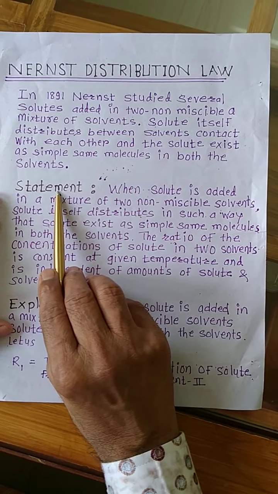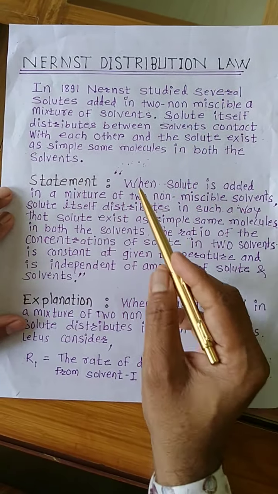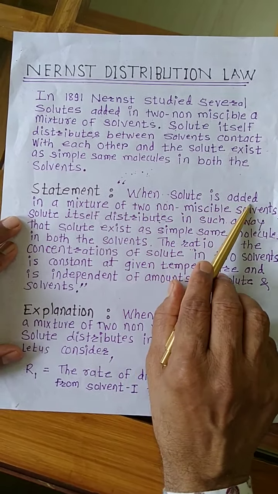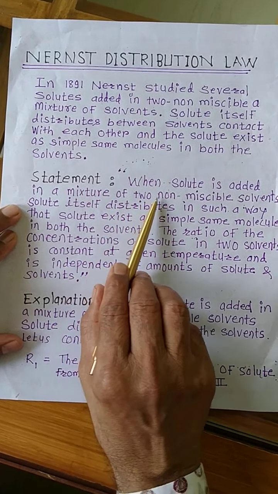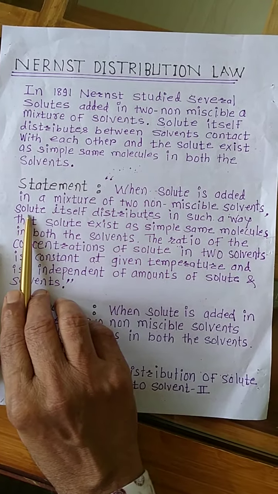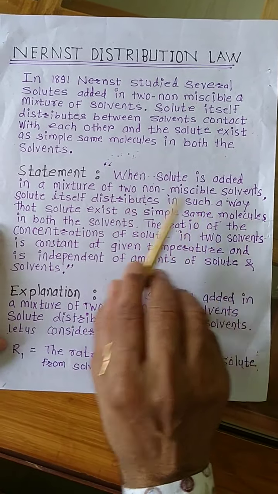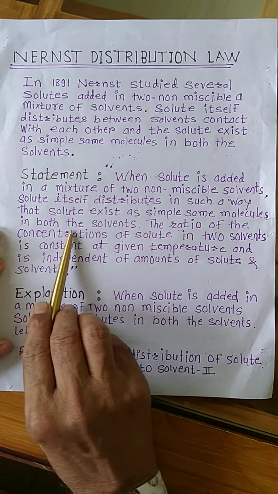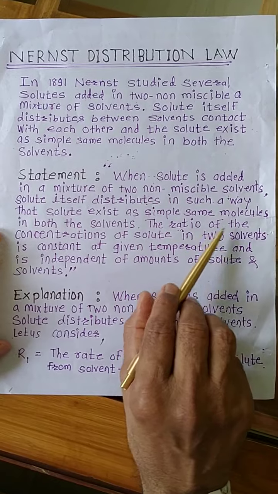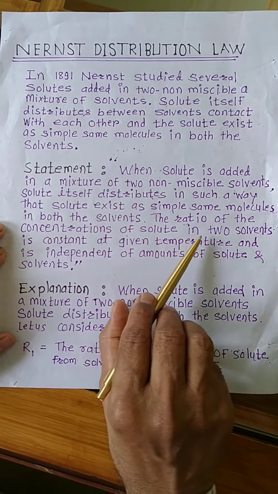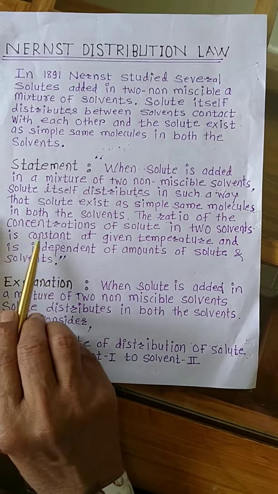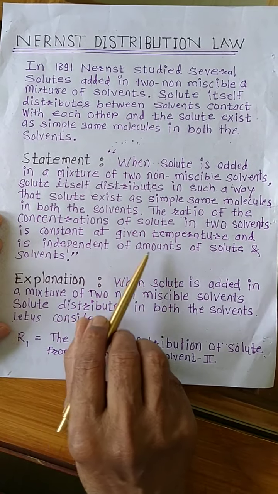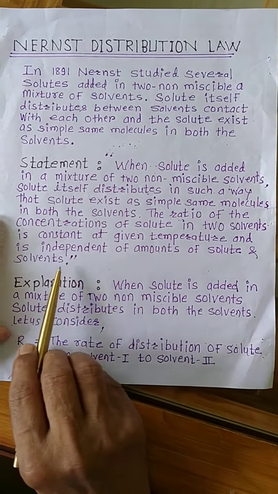State and explain Nernst distribution law and give its limitations. Now the statement is: when solute is added in a mixture of two non-miscible solvents, the solute distributes itself in such a way that the solute exists as simple or same molecules in both the solvents. The ratio of the concentrations of solute in the two solvents is constant at a given temperature and is independent of the amount of solute and solvents.